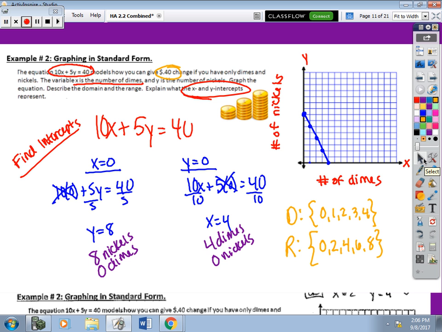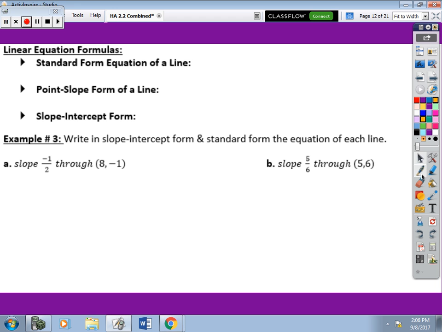Okay, let's also take a look at all the different equations we know for linear functions. So who remembers what standard form is? The general formula, Maren? ax plus by equals c. Perfect. Ax plus by equals c. Standard, alphabetical, and then number.